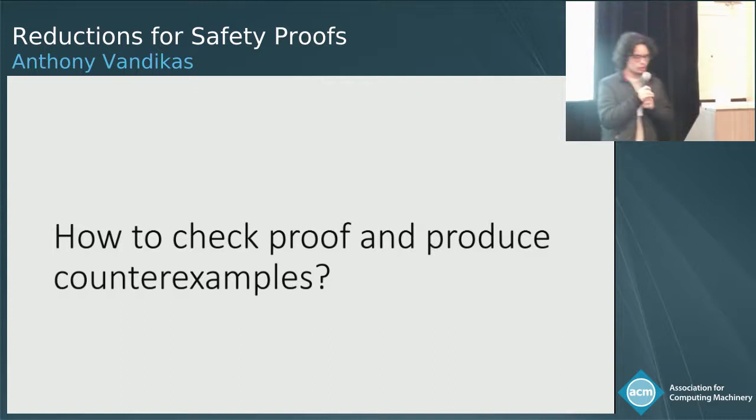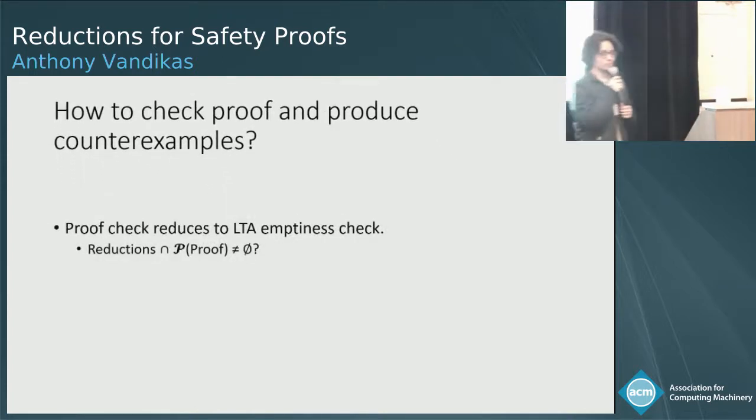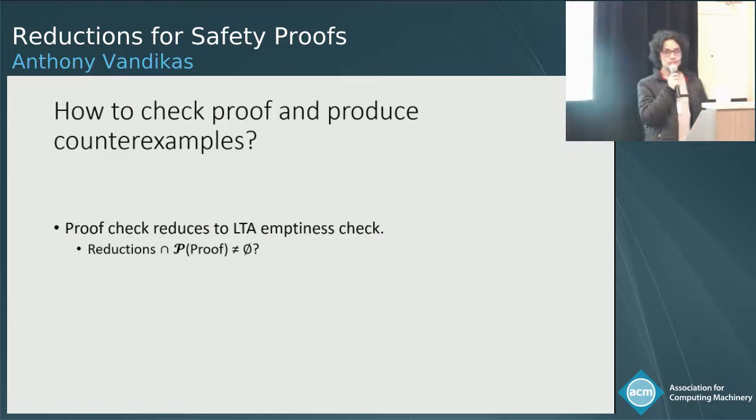Okay, so now that we have a representation, how do we check this representation and how do we produce our counterexamples? The proof check basically boils down to an emptiness check on looping tree automata. Again, I won't go into the details, but essentially it reduces down to checking this formula. All these individual subformulas have constructions which you can find in the paper.